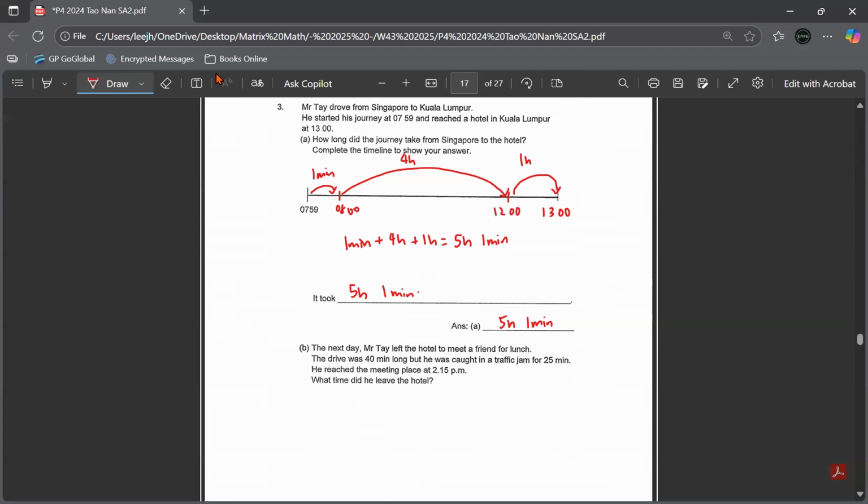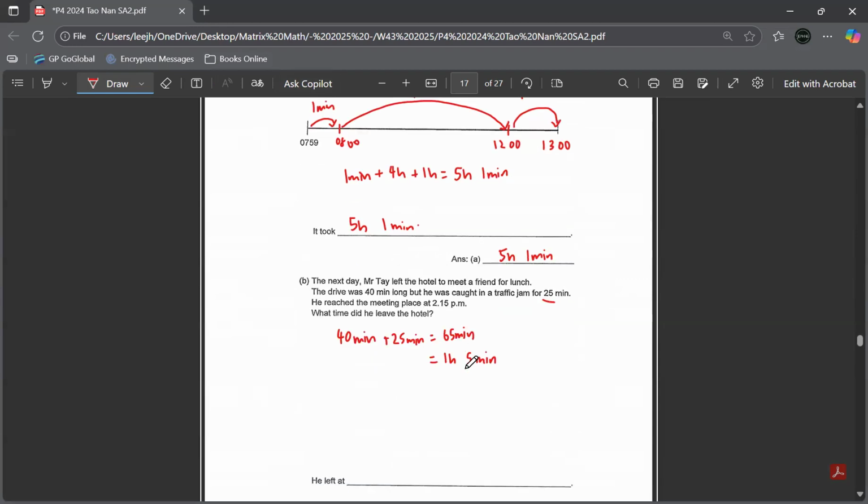So you need to find out the traveling time that includes the jam. Okay, so drive is 40 minutes, but he's caught in the traffic jam for 25. So you have to add the 25 minutes in. Equals 65 minutes. 65 minutes is 1 hour and 5 minutes. So the whole journey took 1 hour and 5 minutes to reach the place to meet his friend for lunch. So at what time did he leave his hotel?